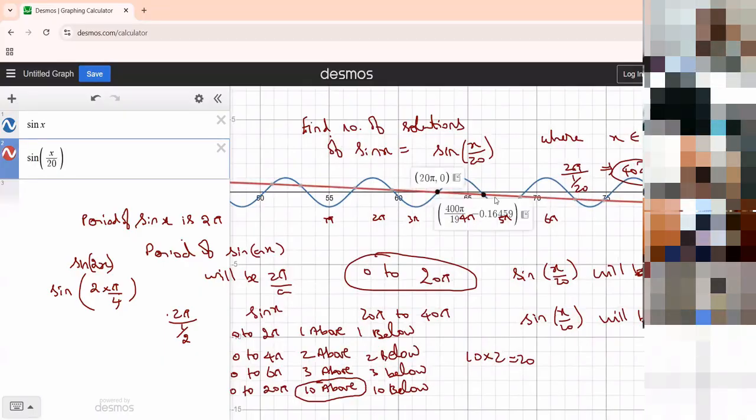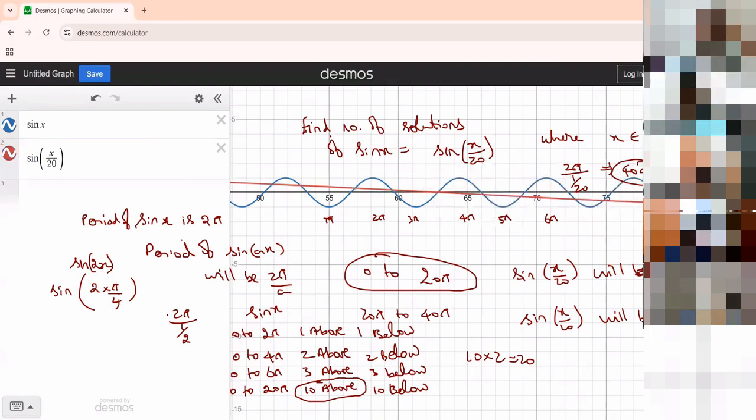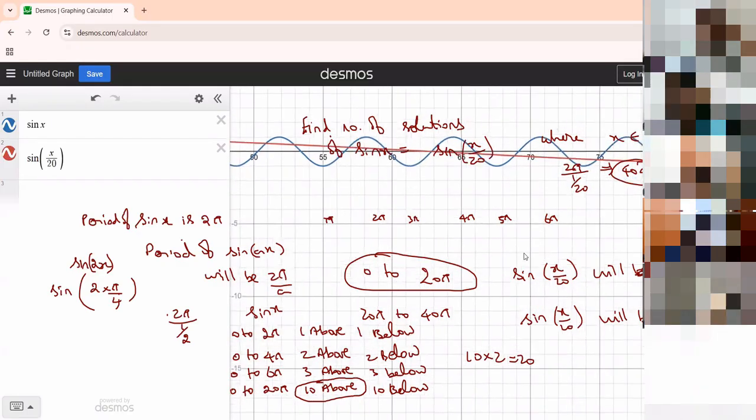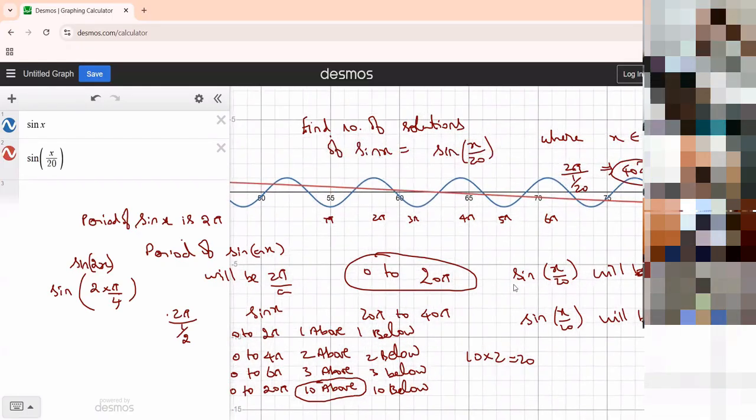Understood, right, people? That's the power of our graphs. So graphs will help us solve these questions in a much quicker time. But can anyone comment about how can I do this algebraically or using my trigonometric identities? How will you solve this equation using trigonometric identities that you have memorized?